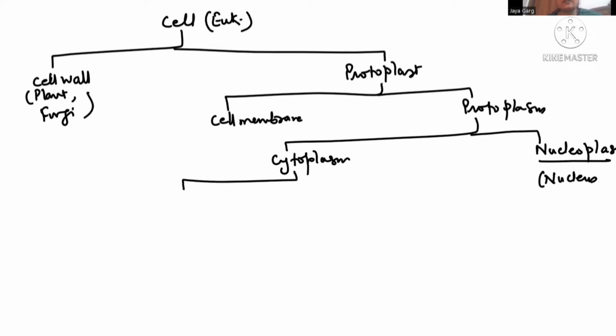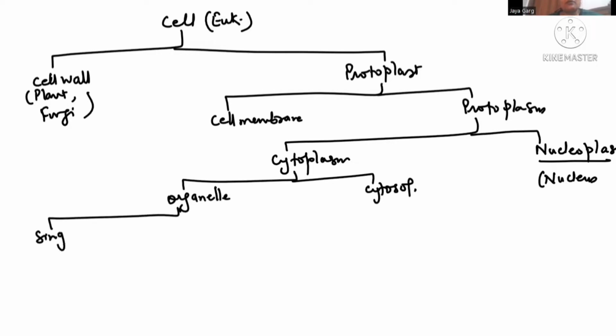Cytoplasm has organelles and cytosol, the liquid part. If you remove the organelles, what is left is known as cytosol. Organelles which are single membrane bound, single membrane: you can write ER, Golgi, lysosome, vacuole, and microbodies.